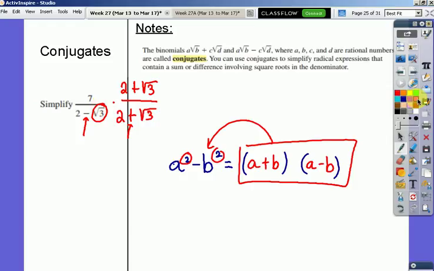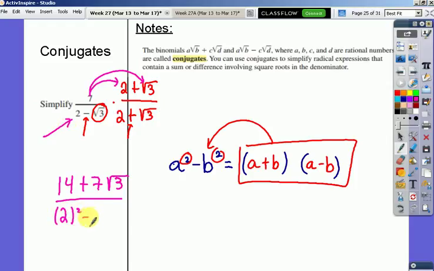And that numerator. So when you take that numerator and you multiply that 7 to each individual term, you end up with 14 plus 7 root 3 on top. On the bottom, if you know your special factors and special products, when you have something like this, you'll end up with this, a squared minus b squared. So it's going to be 2 squared minus the square root of 3 squared.